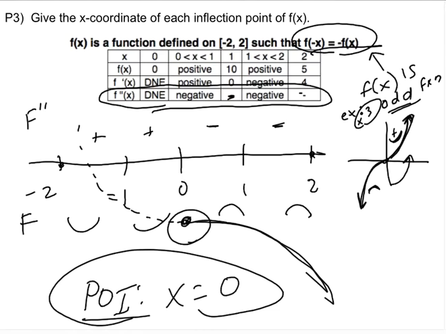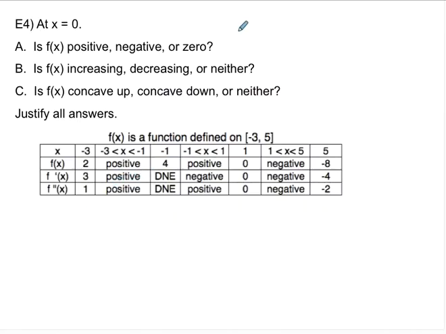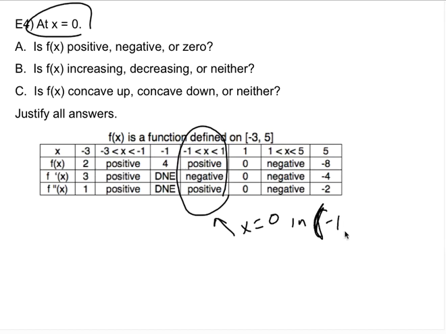All right, moving on. So now we're going to ask that same question, positive, negative, 0, increasing, decreasing, neither, concave up, concave down, or neither, all about f of x at the point where x equals 0. So looking at x equals 0, right? So at x equals 0 falls in the middle of this spot in the table, right? So x equals 0 is in the window from -1 to 1.